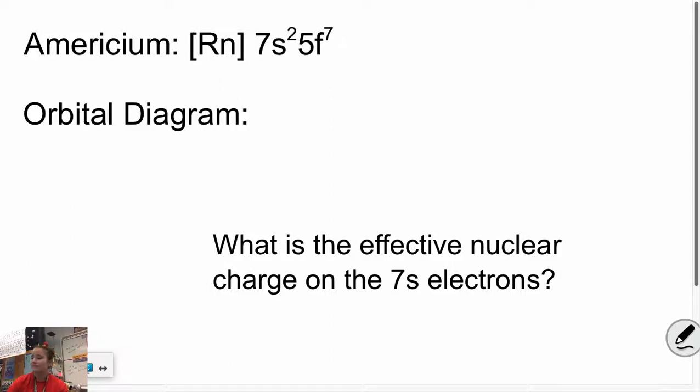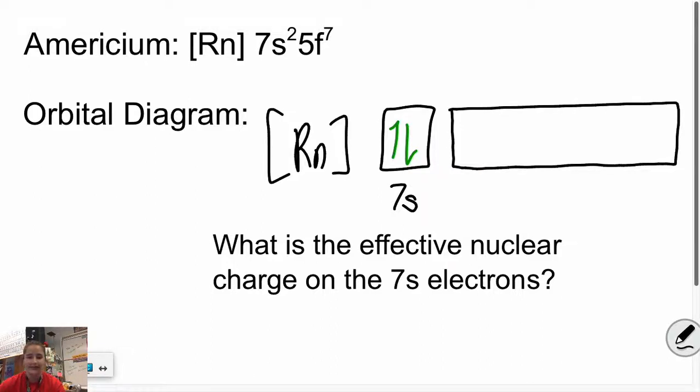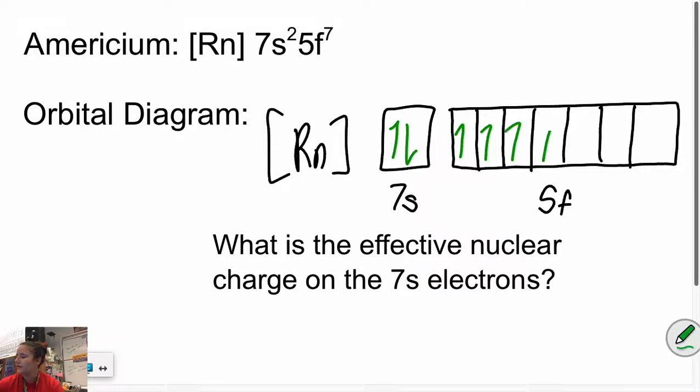We're going to look at americium. Okay, americium has the electron configuration of radon. It has a 7s orbital, okay, with 2 electrons in it. And then it's in the f block. F block elements have 7 orbitals in them. Okay, 7 orbitals in the f subshell. So 1, 2, 3, 4, 5, 6, 7. Okay, so that's my 5f. I'm going to go ahead and fill in my electrons. 1, 2, 3, 4, 5, 6, 7.